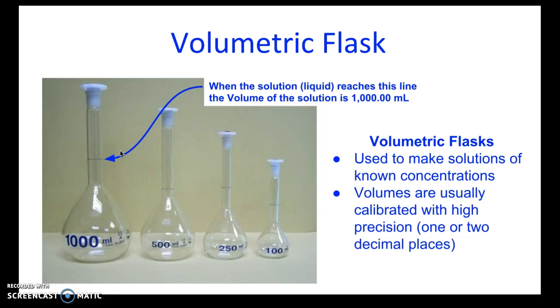Now, when I say calibrated, what do I mean? You will notice that in each of these, there are these light blue lines at the top. The way that it works is when the volume of the liquid inside the volumetric flask reaches that line, that volume corresponds to the volume of the flask. So in this case, if the liquid reached here for this first flask, it would be 1,000 milliliters. That means the volume of the solution would be 1,000 milliliters.